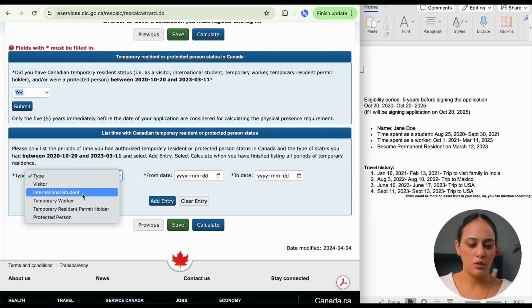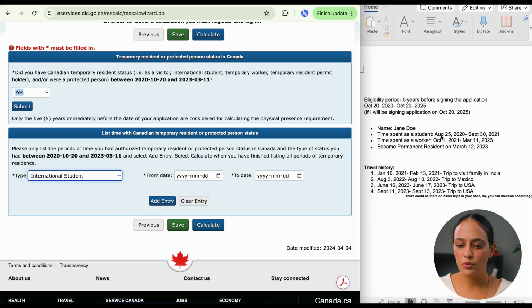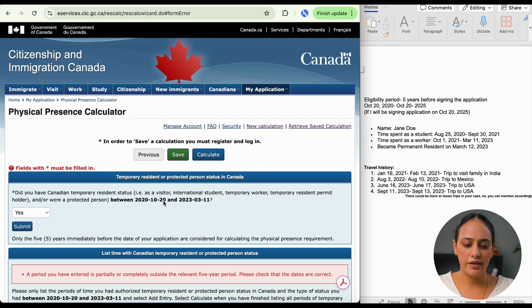So first of all, I came as an international student from August 25, 2020, to September 30th, 2021. So that's for my time as a student. After that, add entry.